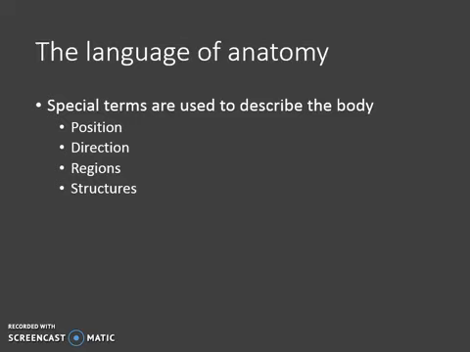In anatomy and physiology, we use very specialized terminology to describe the position of the body, the direction of, say, for example, a surgeon making a cut. What direction is that surgeon making the cut? We can also refer to body regions and specific structures. We do this in order to decrease misunderstanding, because up and down and left and right and knee and elbow can actually mean different things depending on who you're talking to. So let's take a look at some of the special language that we use.